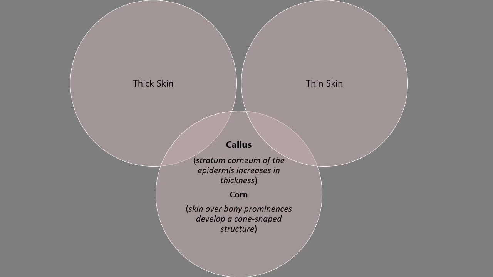Then there's also the skin over bony prominences. They develop a cone-shaped structure. Now they are called corn naman. The base of the cone is at the surface, but the apex extends deep into the dermis. So, medyo makapal rin siya. However, if you apply pressure on the corn, this might be quite painful. Usually you see them in your elbows, kung saan yung may mga bony prominences.